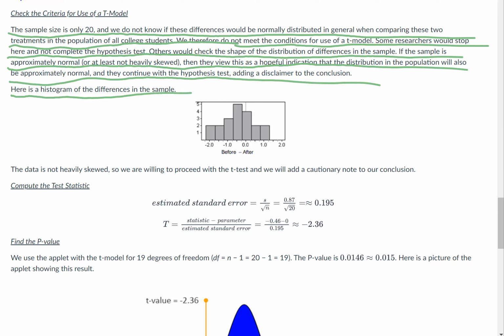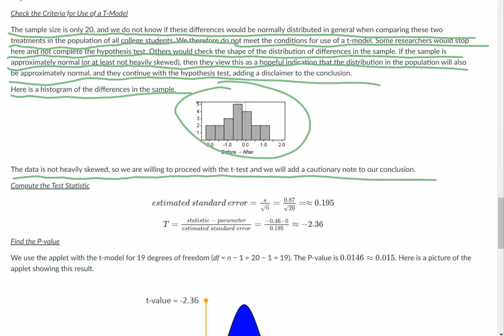There was a histogram of the differences in the sample. So this looks approximately normal, right? There's a peak in the middle. It kind of tapers off to the ends. The data is definitely not skewed. So we're willing to proceed with the t-test. I don't see any outliers, right? We add a cautionary note in our conclusion.